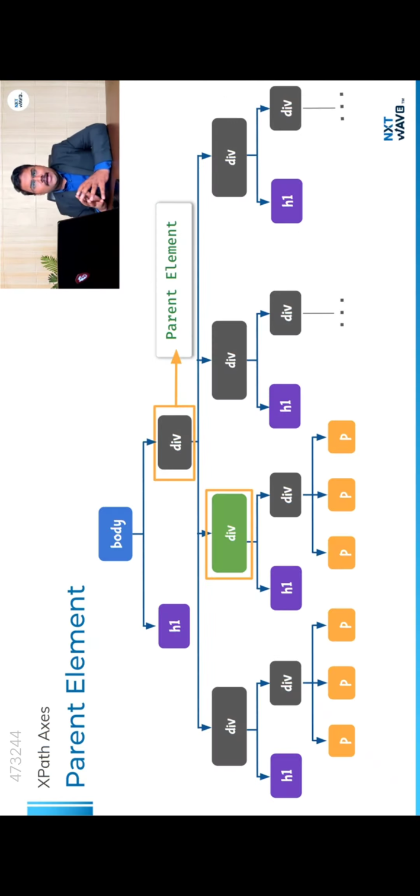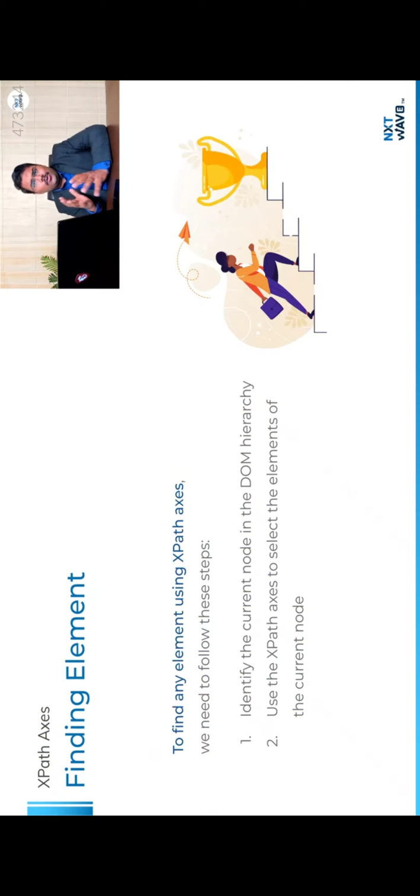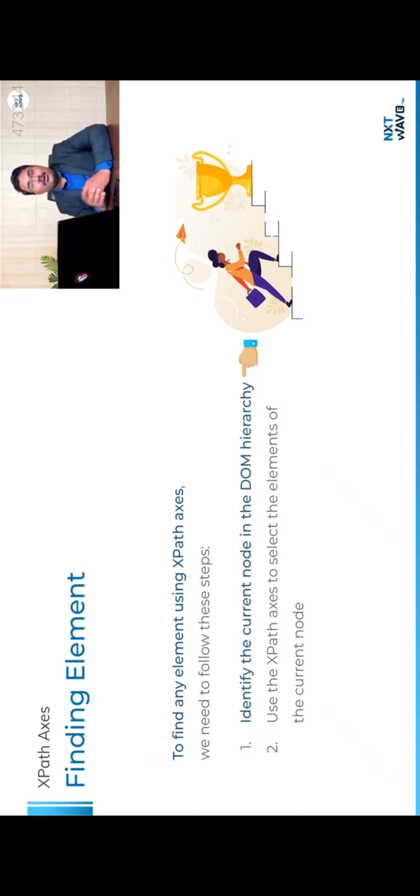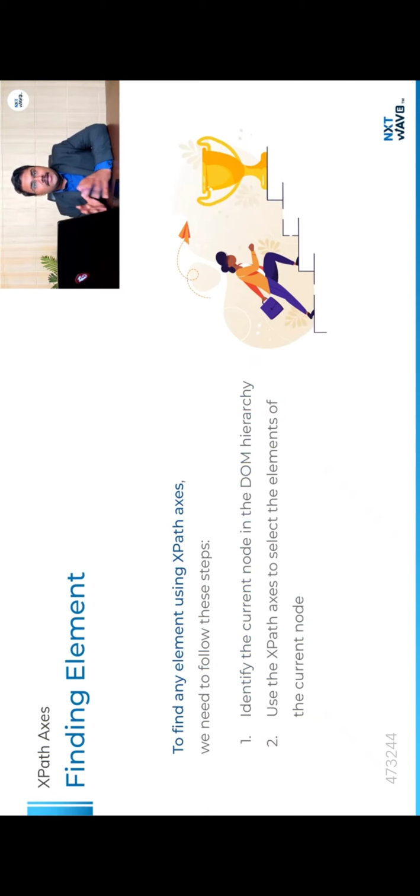Now in this context, if we visually try to identify the parent element, what would it be? The container element that is right above our current node, right? So if you want to do the same in the DOM structure inside our browser, and that too using the XPath axis, we need to follow these kind of steps.